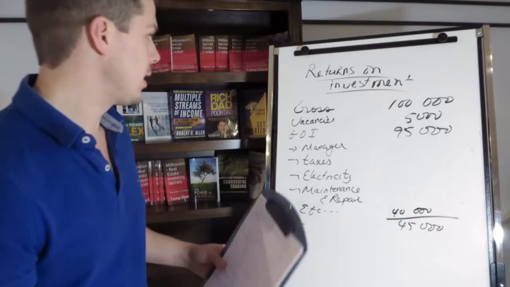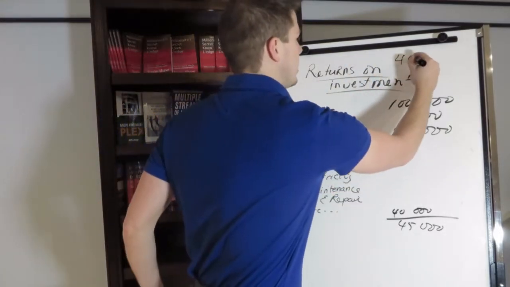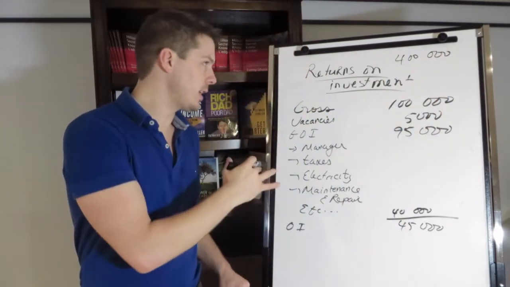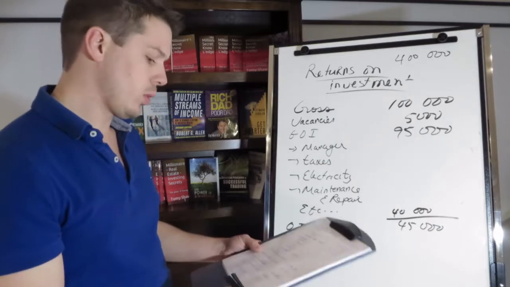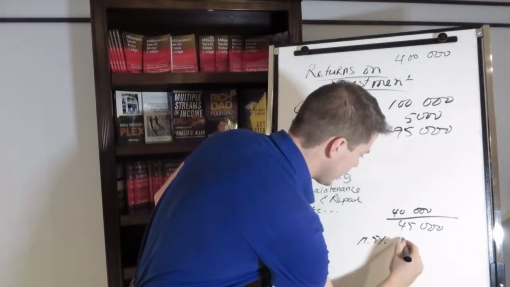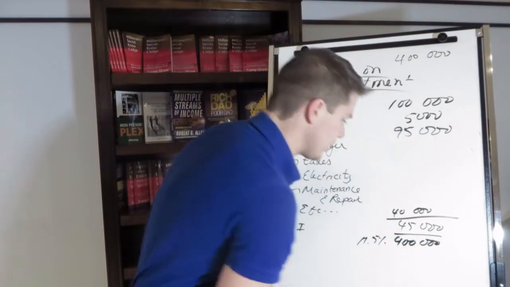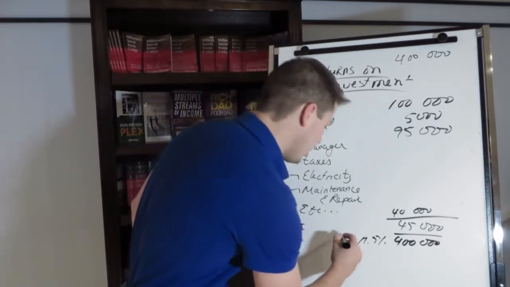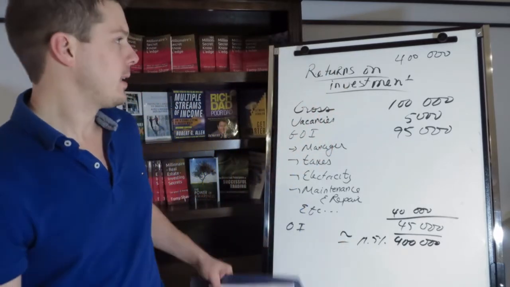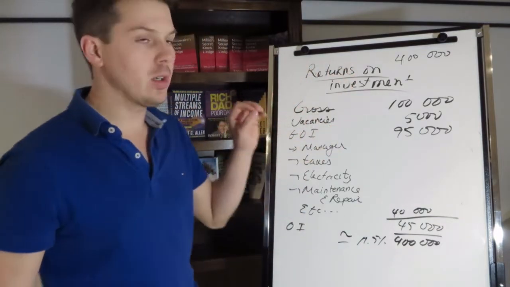So let's say now that the seller is asking $400,000. So the return on this investment on this property would be 11.5%. How do we get that number? Well, we take this divided by $400,000 and it gives approximately 11.5%.